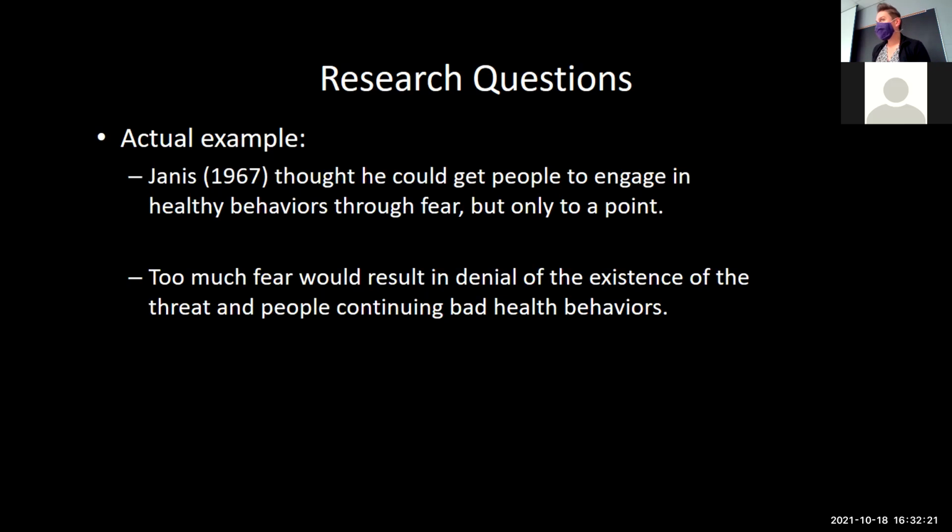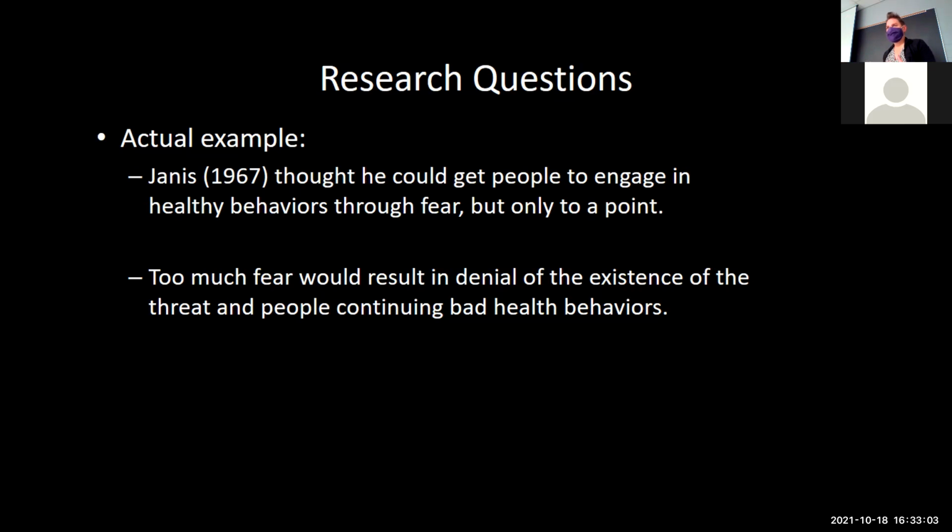Now, for an actual example that's not just silly, there's a study from 1967, and he thought that he could get people to engage more in healthy behaviors through fear, by making people feel afraid, but only to a point. So if I scare people a little bit, then maybe they'll shape up and do this thing I want them to do. But if I scare them too much, they'll get overwhelmed and not want to do it anymore. So again, that's a relation that looks kind of like this. Scare people a little bit, the behavior goes up. Scare people too much, it goes down.